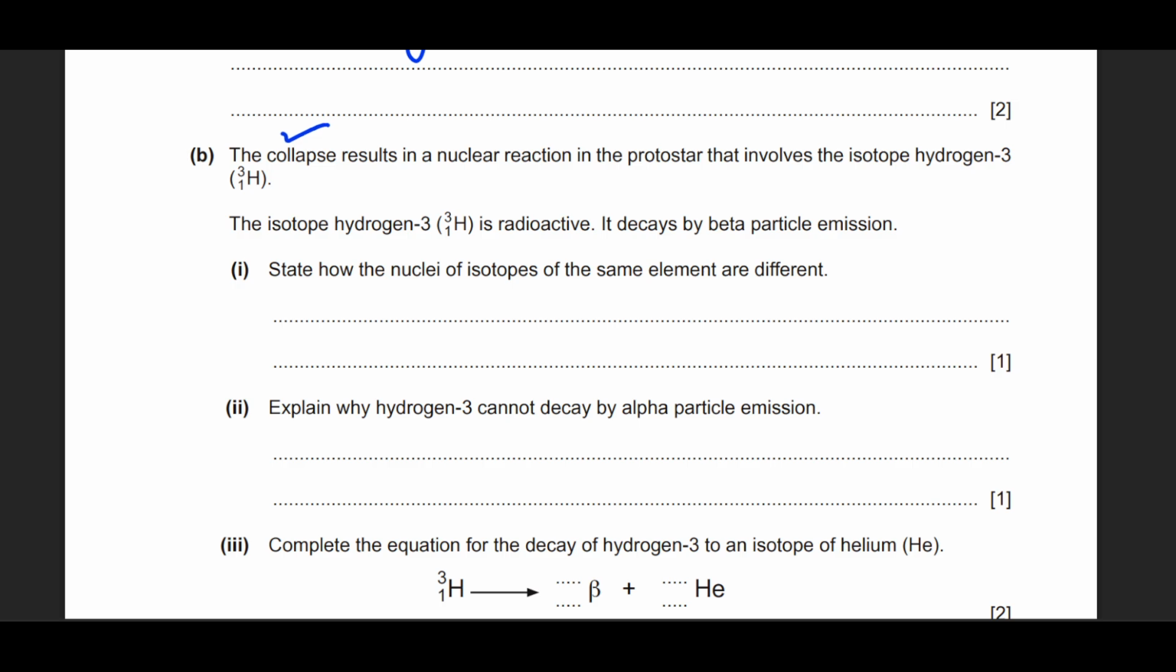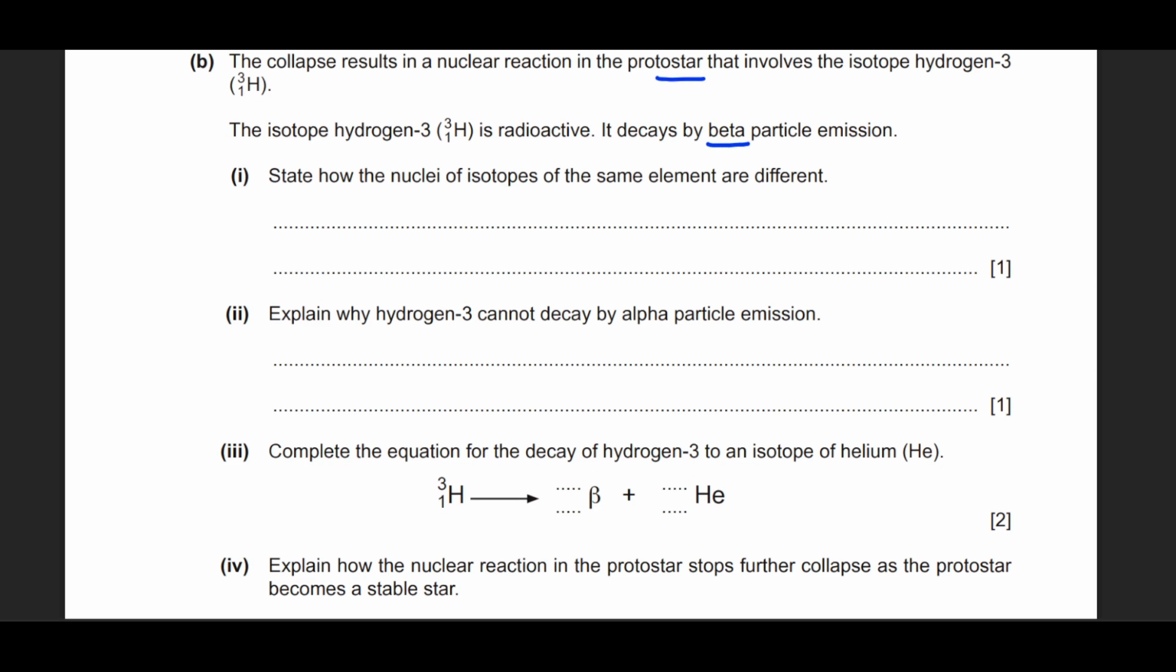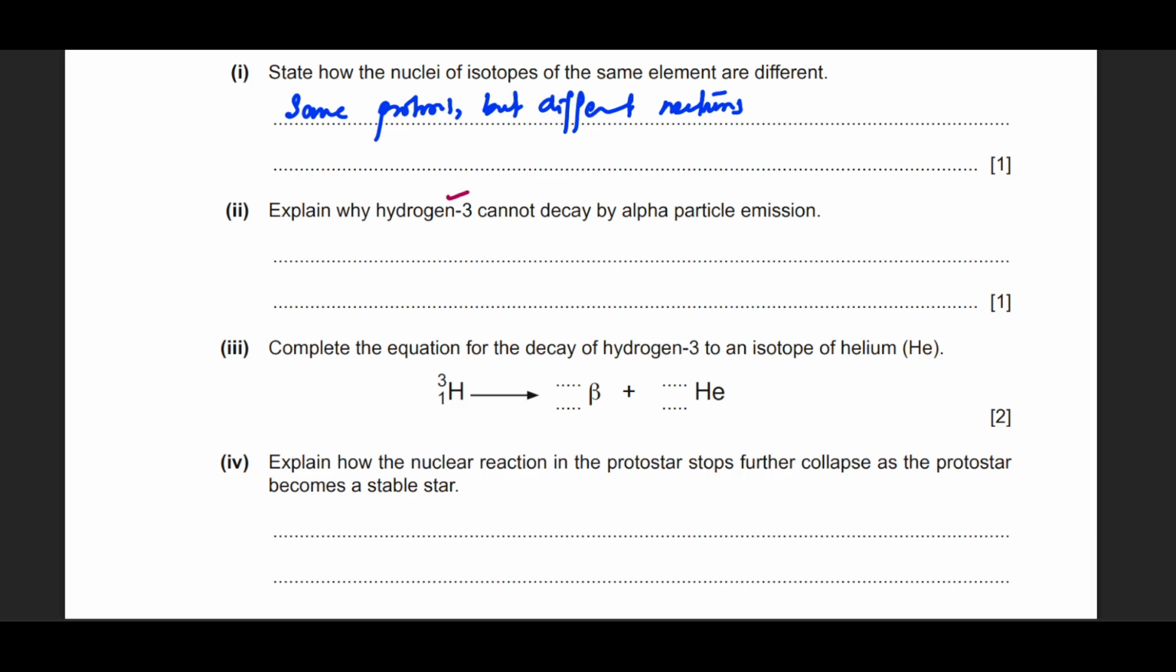Now this collapse results in the reaction of protostar, involves isotope of hydrogen-3. It decays by beta emission particle. State how the nuclei of isotopes of the same element are different. It is trying to ask you about the construction of the atoms. So they have same protons, but different neutrons, right? Very simple answer. Explain why hydrogen 3 cannot decay by alpha particle emission.